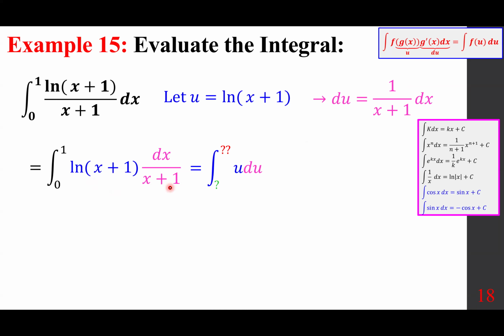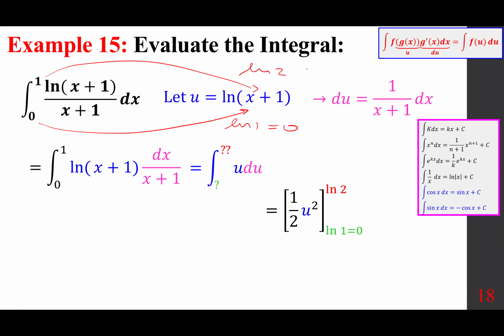Now, I can go with 1/2 u squared, put the u back as ln of x plus 1 and go with the original limits, or find the new limits. The new limits are, if I put the 0 here, I get ln 1, which is 0. If I put 1 here, I get ln 2. So 1/2 u squared with the limits.